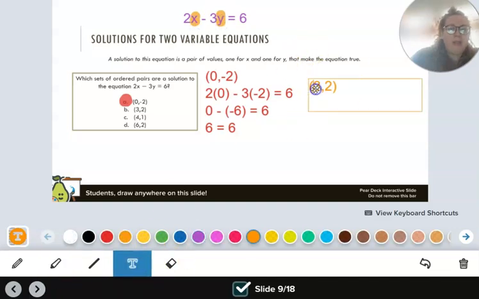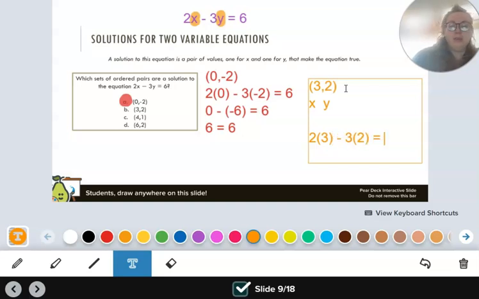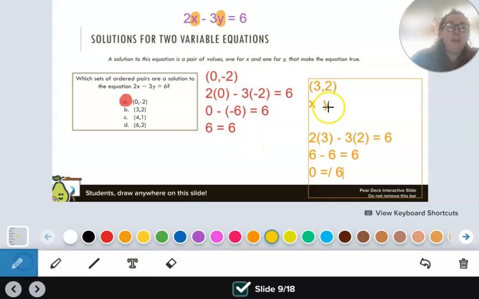So let me go back down here. So our x is 3 and our y is 2. So we have 2 times 3 minus 3 times 2 equals 6. 2 times 3 is 6 minus 6, and we're wondering if that equals 6. But of course, 6 minus 6 is 0, so it does not equal 6. So that would not be a point on the line.